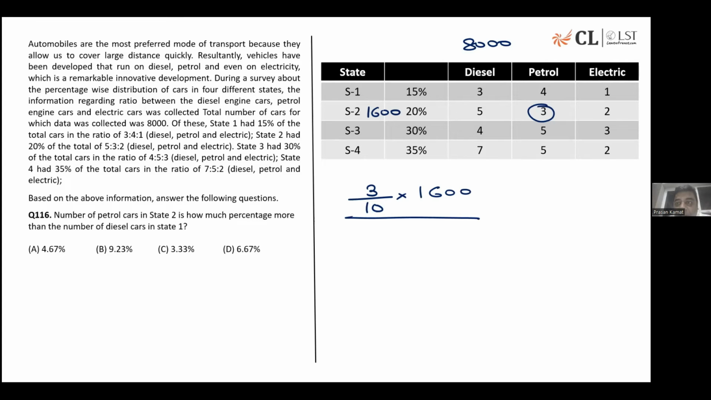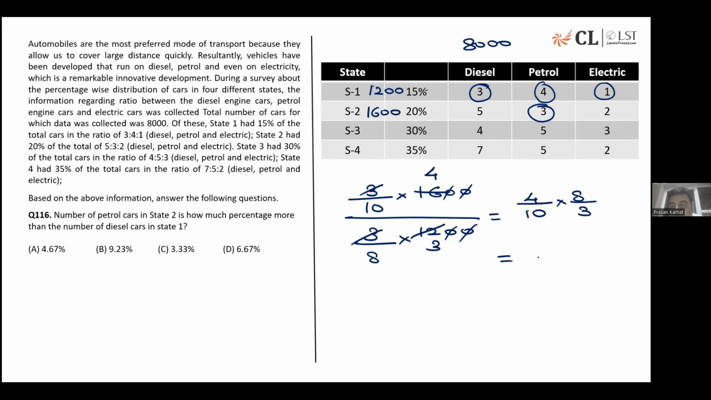Diesel cars in state 1. Now diesel is 3 parts out of 3 plus 4 plus 1 is 8. So 3 by 8 of, now this was what? This was 1,200. So 1,200. Again, you can just ignore the zeros. This 3 will get cancelled. 4 4s, 4 3s. So what you are left with is 4 by 10, and below you will be left with 3 by 8, which will become 8 by 3. So you will get 32 by 30.